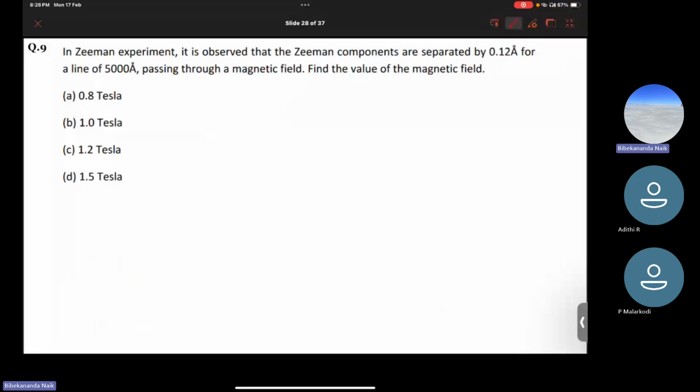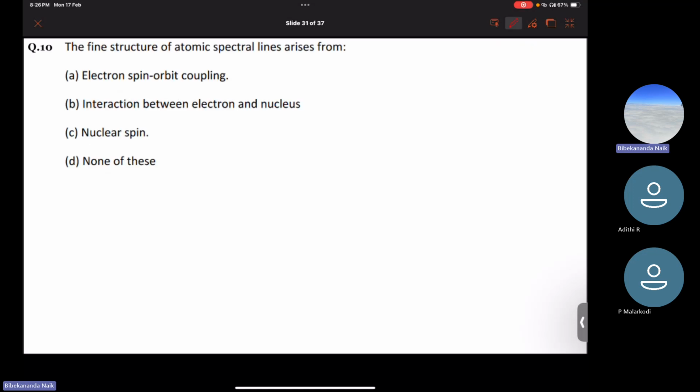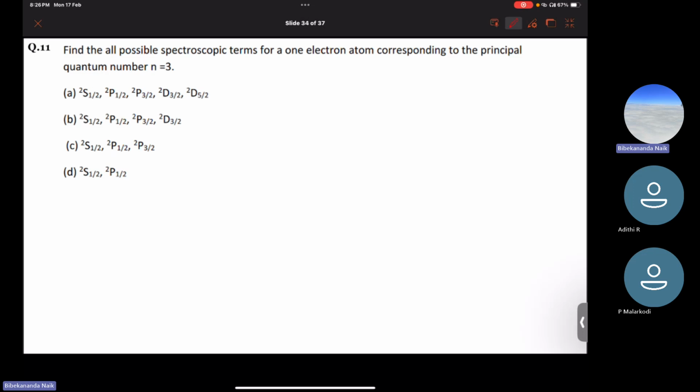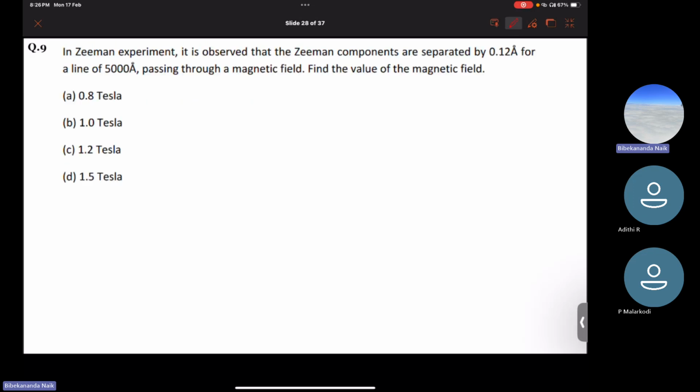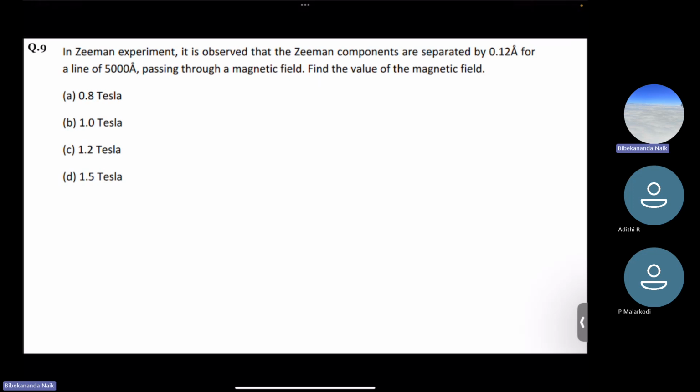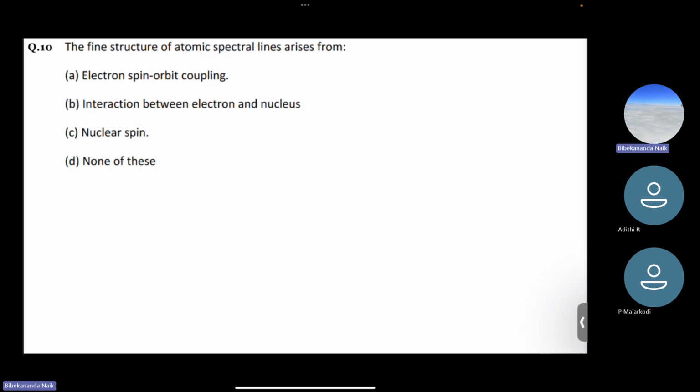the question number 9. In Zeeman effect, it is observed that the Zeeman components are separated by 0.12 angstrom for a line of 5,000 angstrom passing through a magnetic field. Find the value of the magnetic field. Then question number 10 is to find the fine structure of atomic spectral lines, and find the number of possible lines when the principal quantum number is equal to r. So these two questions we will discuss later, because when we discuss the Zeeman effect in more detail, we will be solving these questions. Similarly, question number 10 is a basic question.